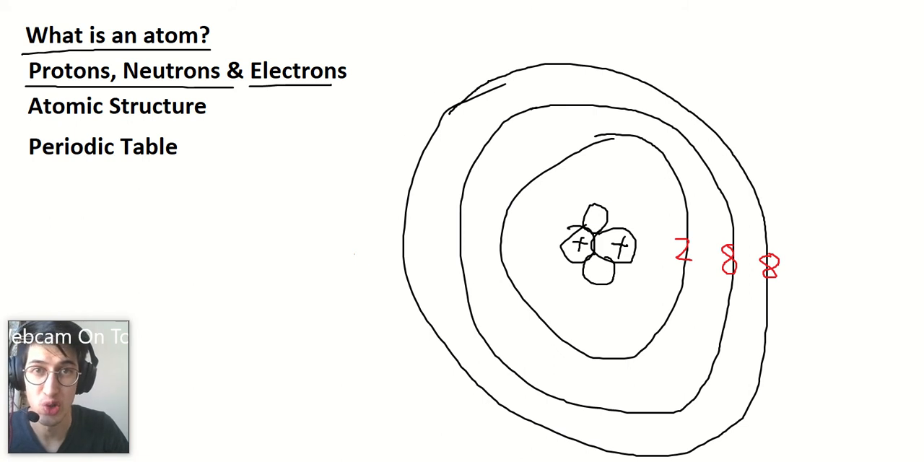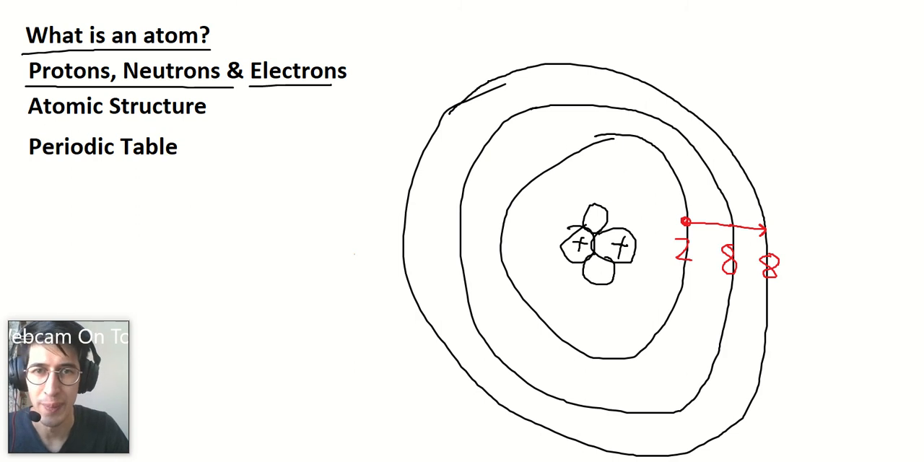Electrons also start filling in from the first shell, and once that is full, they move their way up to the next shell and then to the next shell. Okay, so if an atom only has 2 electrons, those 2 electrons are going to be in this first shell because that's the one that fills up first.